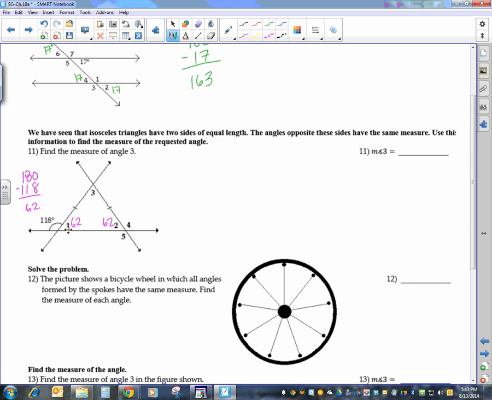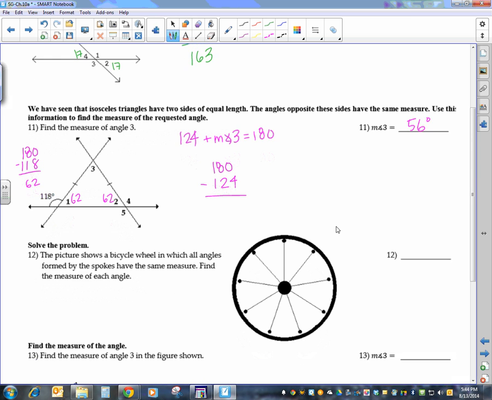Then I have a triangle. So I know that 62 plus 62 is 124. So 124 plus the measure of angle 3 has to equal 180. So the measure of angle 3 is going to be 180 minus 124. And when I subtract those, I'm going to get 56 degrees. So that's the answer.